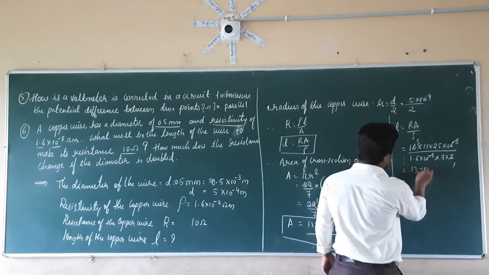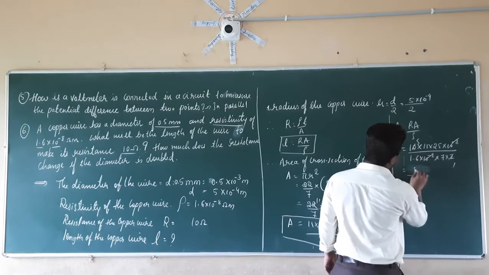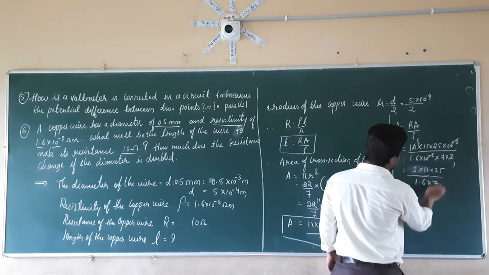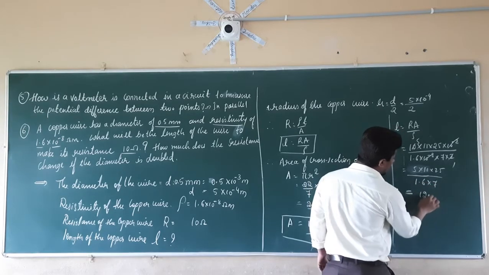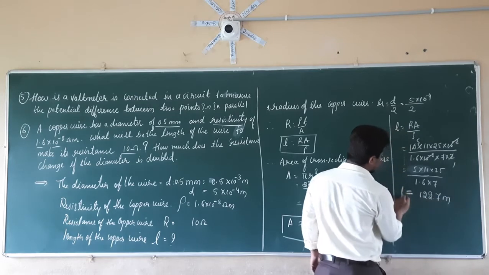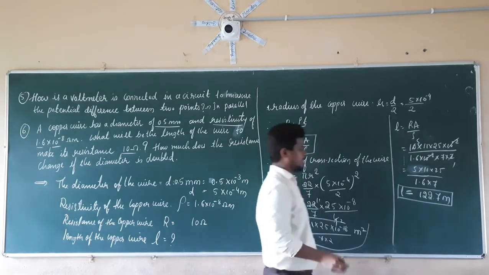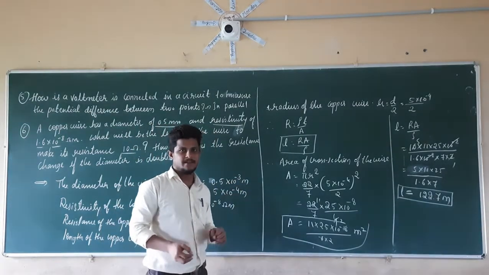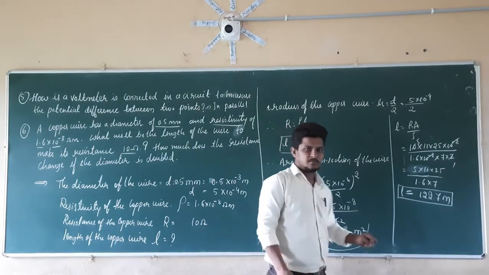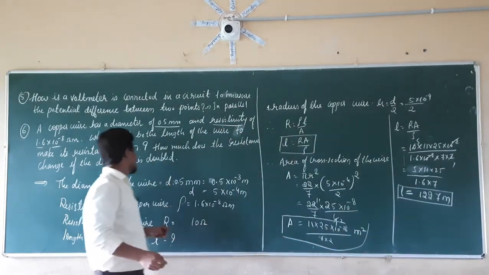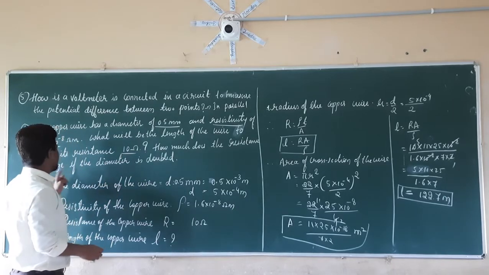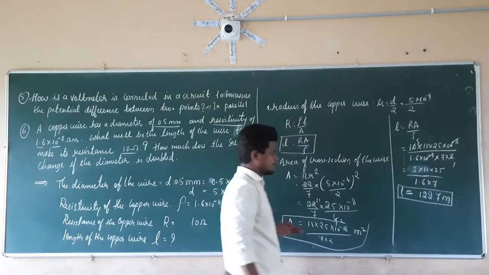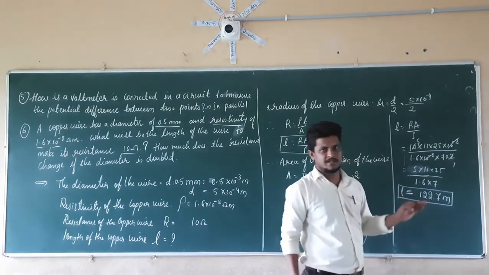So it is 1375 divided by, or you can write directly as 5 into 11 into 25 divided by 1.6 into 7. If you solve this, you are going to get the value as 122.7 meters. So the length of the wire is equal to 122.7 meters. Right. Now, next what they asked here, how much does the resistance change if the diameter is doubled? The length of the conductor is 122.7 meters.